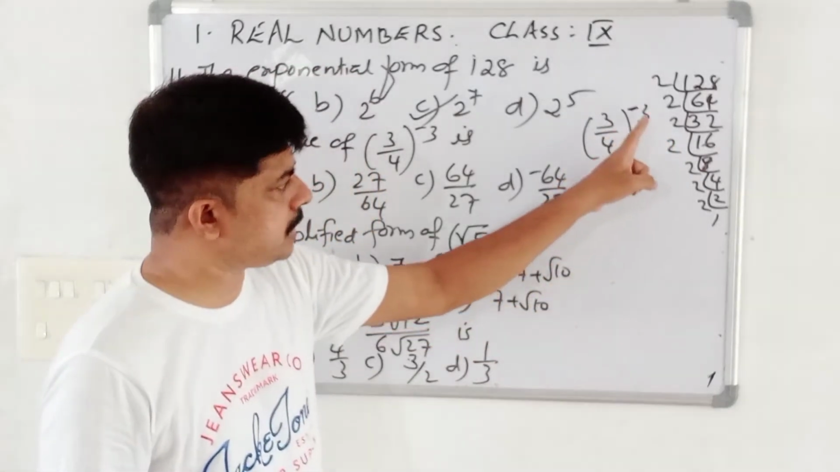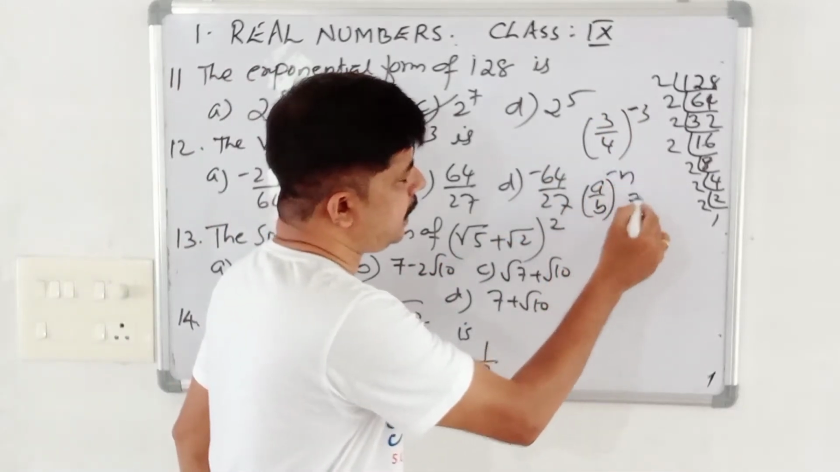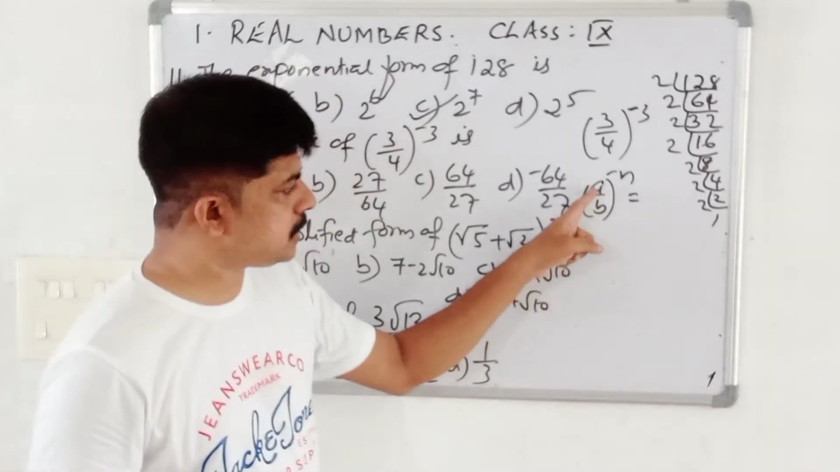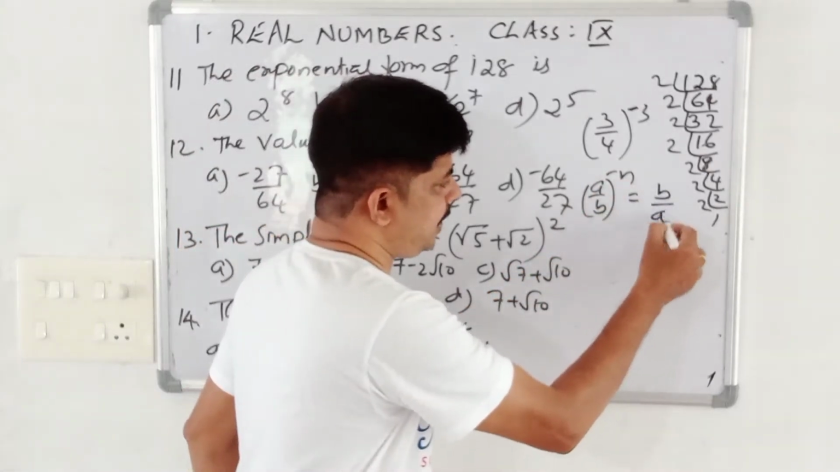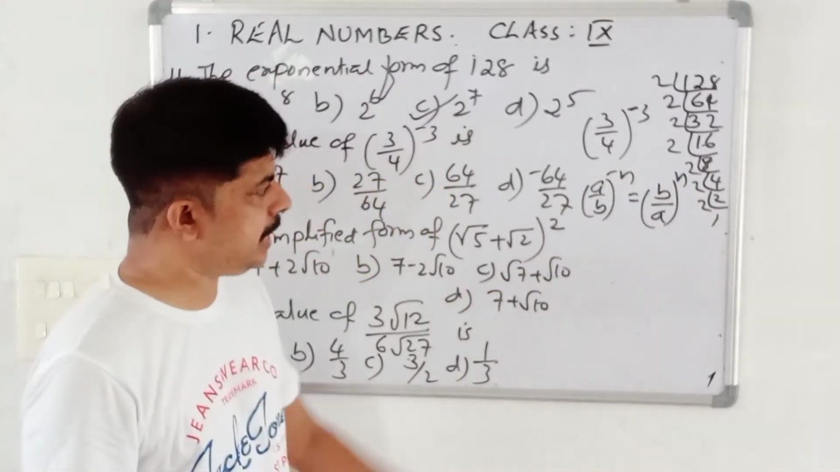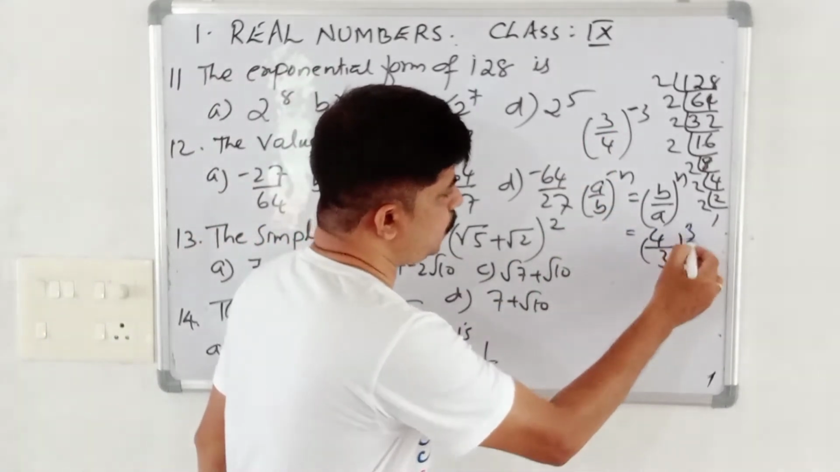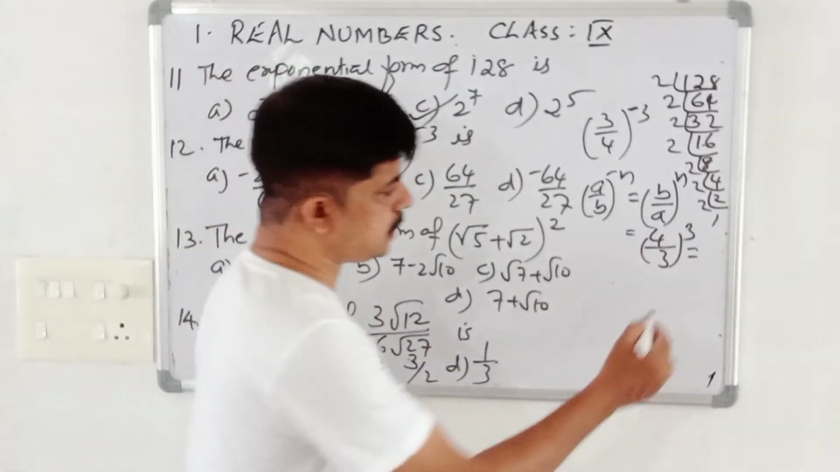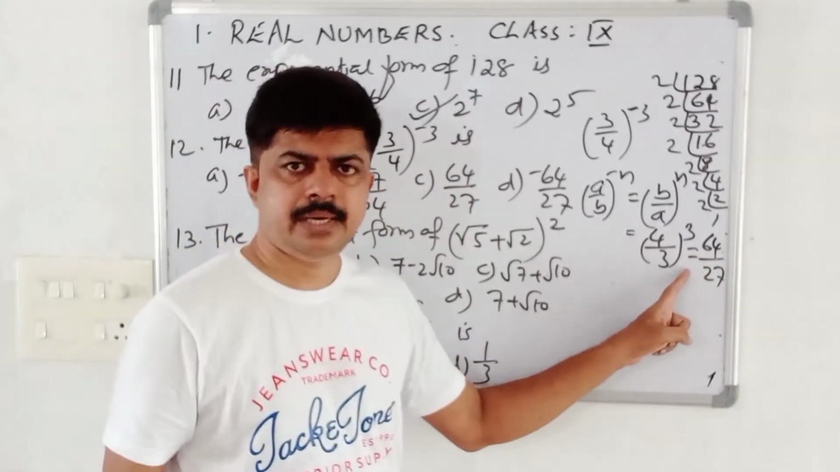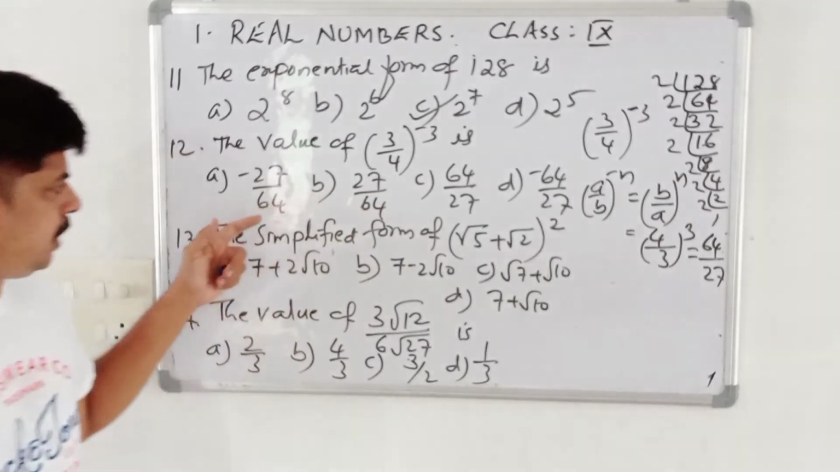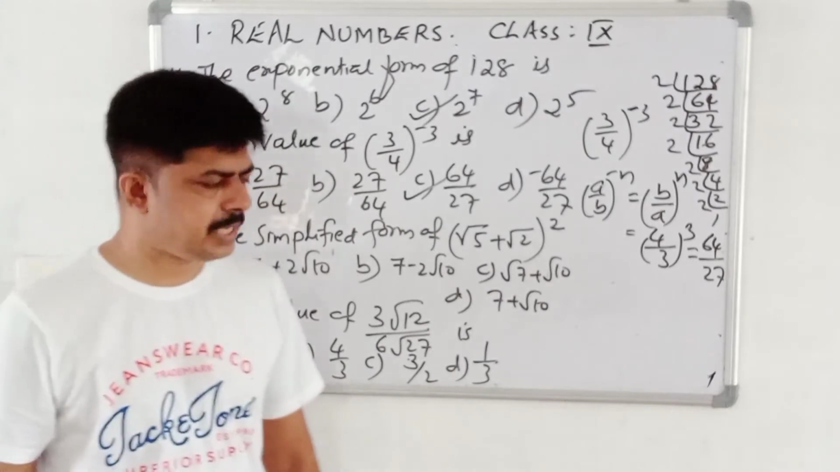How will you change this negative power to positive? We have the law: a by b whole raised to negative n, we have to take the reciprocal of a by b, then we can make the power positive. The reciprocal of a by b is b by a, whole raised to n. Similarly, here we can write 4 by 3 whole raised to positive 3. What is 4 raised to 3? 64. 3 raised to 3 is 27. Therefore our answer is 64 by 27. Our correct answer is option C, 64 by 27.